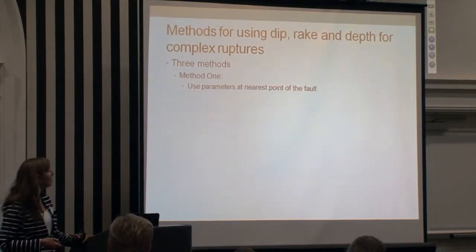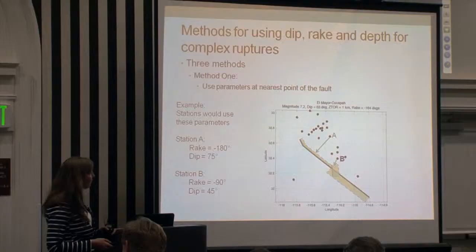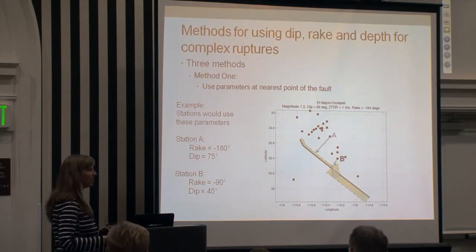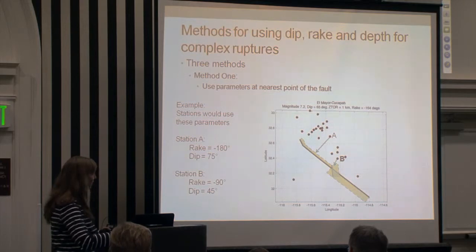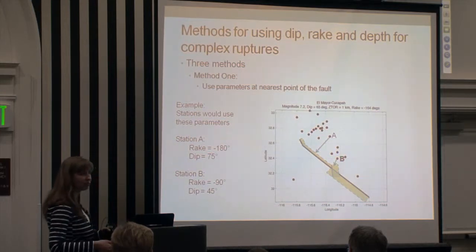So the first of the methods is to use the parameters to the closest point on the fault. If we look at the Meyer case, we have 4 different planes, and Tom, I know that this is not your favorite representation of Meyer, but this is just using an example at this time. Okay, we have one rupture here, here, down, and here. So we have 4 different planes.